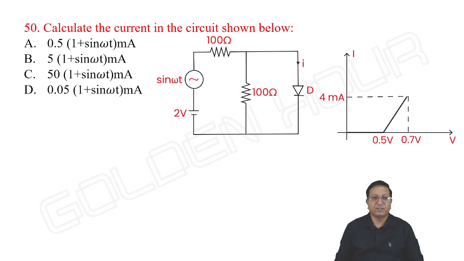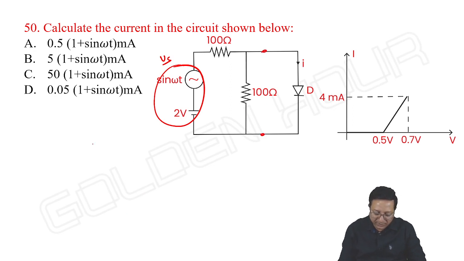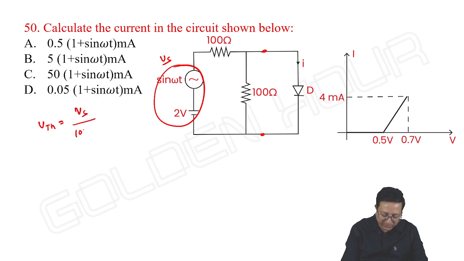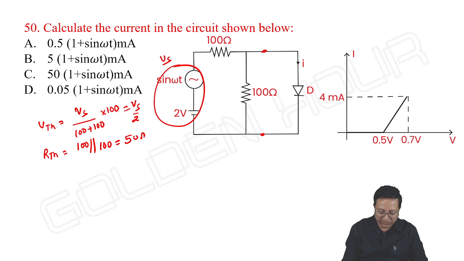Next, see this. Calculate the current in the circuit shown below. How do we find the current through the diode? Let me take this as Vs. Then let us take the Thevenin's equivalent circuit for this. V Thevenin is equal to Vs by 100 plus 100 into 100, that is Vs by 2. R Thevenin is 100 parallel with 100, that is 50 ohms.